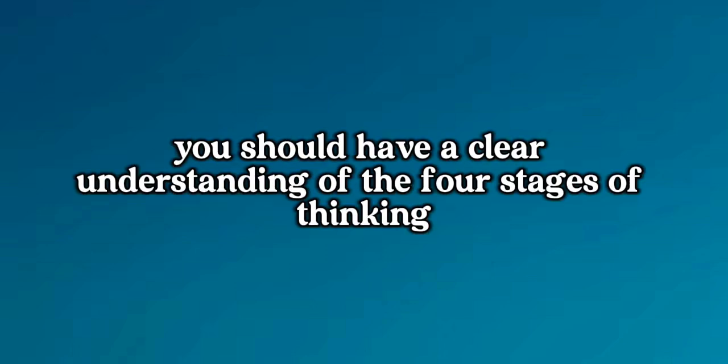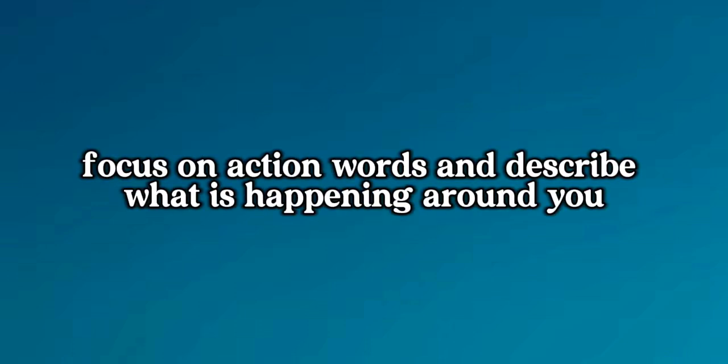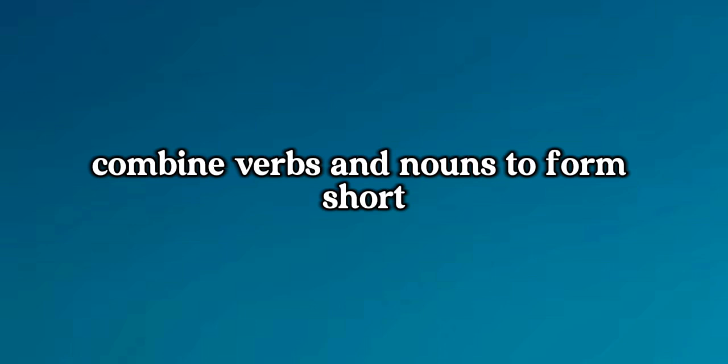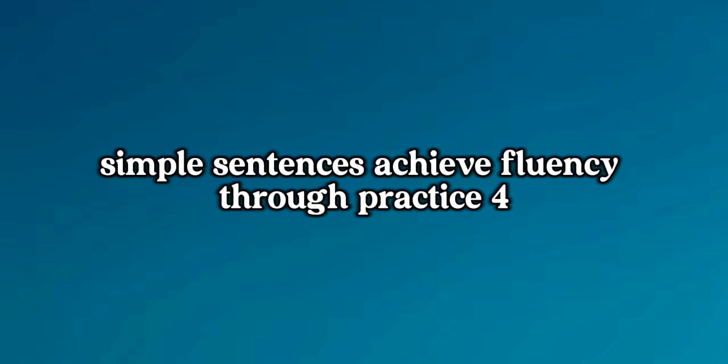By now, you should have a clear understanding of the 4 stages of thinking in English. 1. Think in verbs. Focus on action words and describe what is happening around you. 2. Think in nouns. Name the people, places, and things you see in your surroundings. 3. Think in sentences. Combine verbs and nouns to form short, simple sentences.